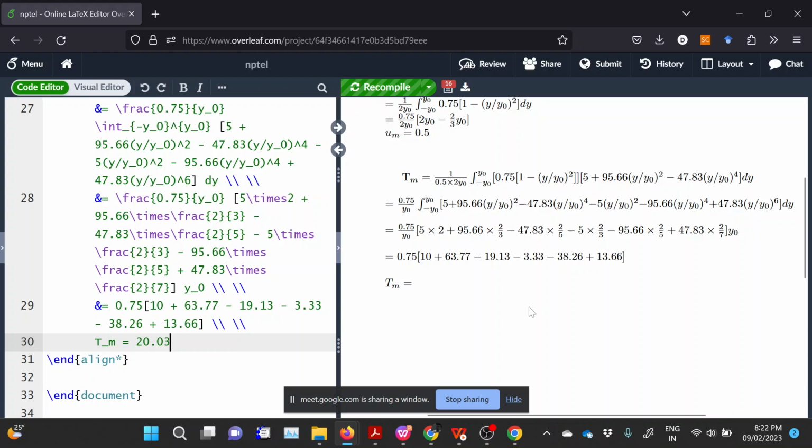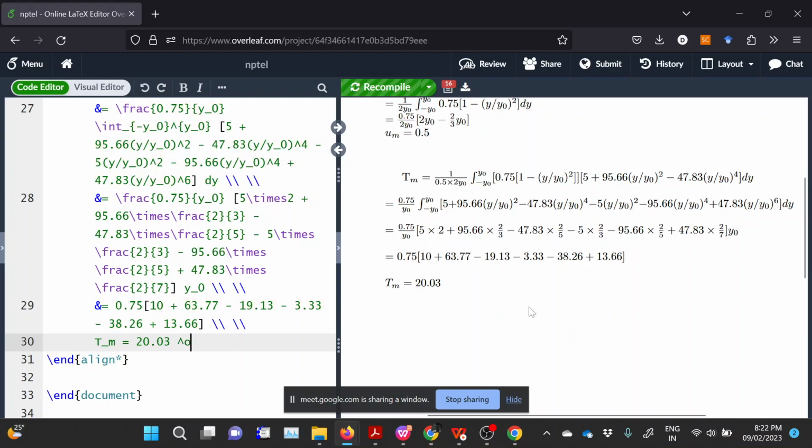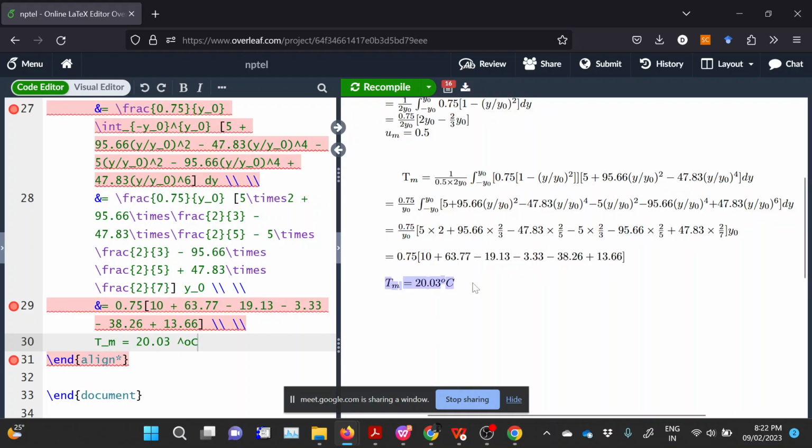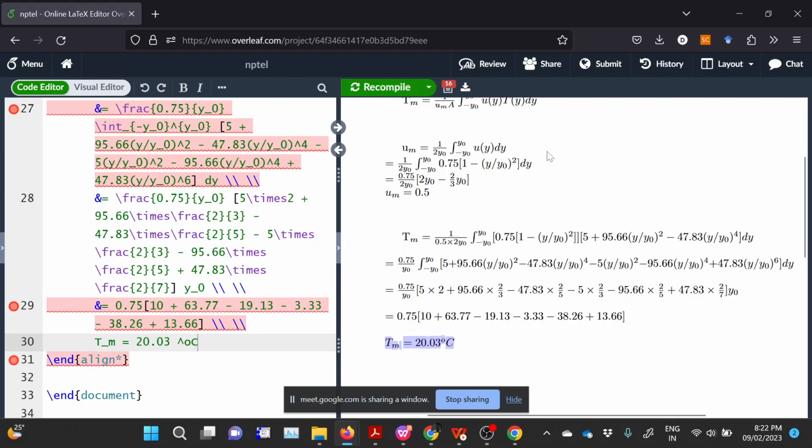20.03. So after a lot of struggle, here we are. The temperature, this was in degrees Celsius, right? So finally we have this: the Tm is equal to 20 degrees Celsius. It took a lot of time. Thank you guys for your patience. I'm really sorry about today. Yeah, I'll stop sharing and go back to our presentation.